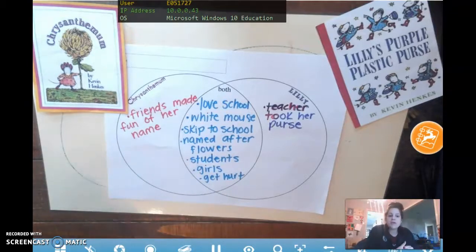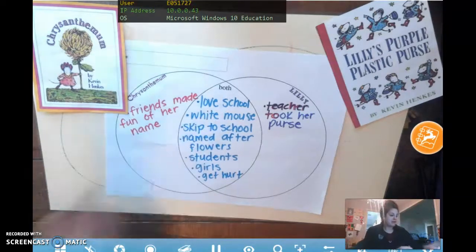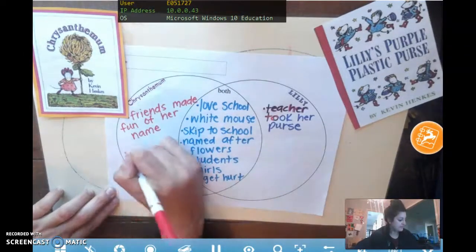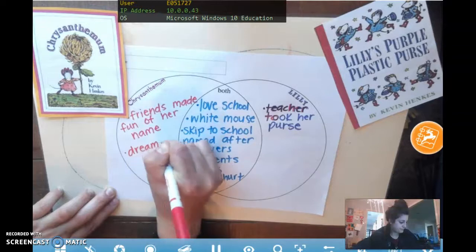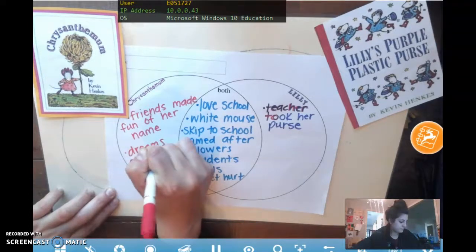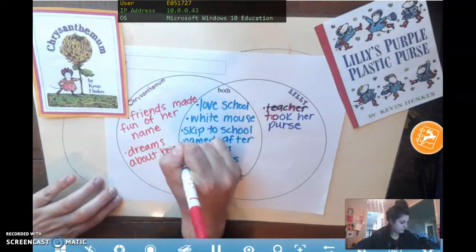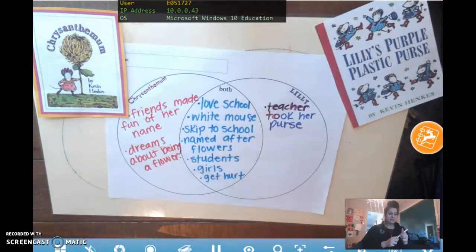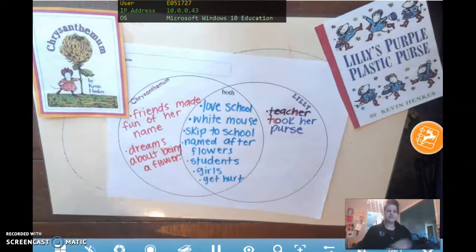So remember part of the story, several times Chrysanthemum kept having these bad dreams, these nightmares. She dreamt that she actually was a flower and that her friends were picking her. So we're going to put that here for Chrysanthemum. Dreams about being an actual flower. She dreams about being a flower. We're just going to do 2 here.